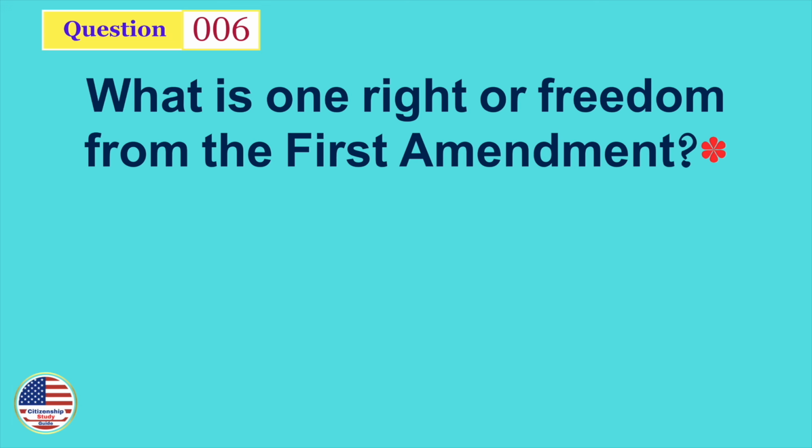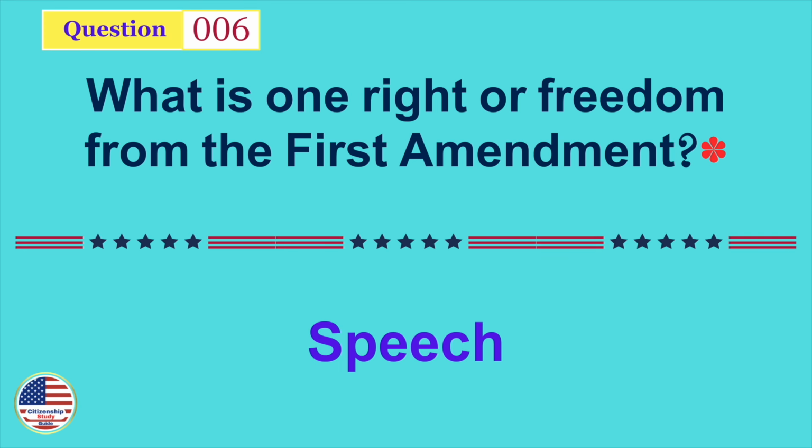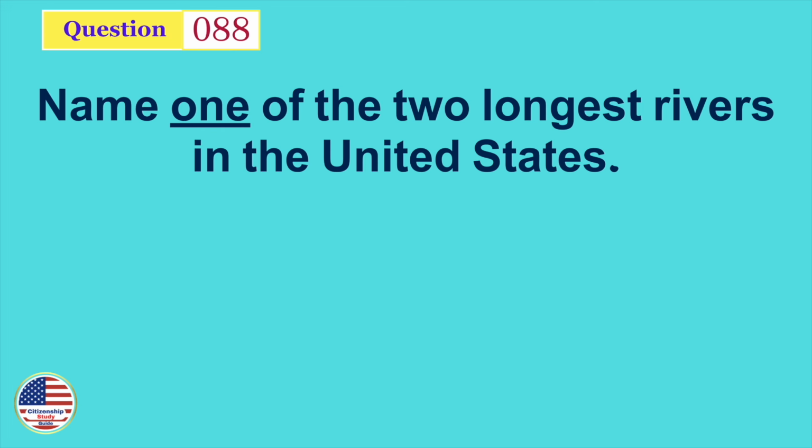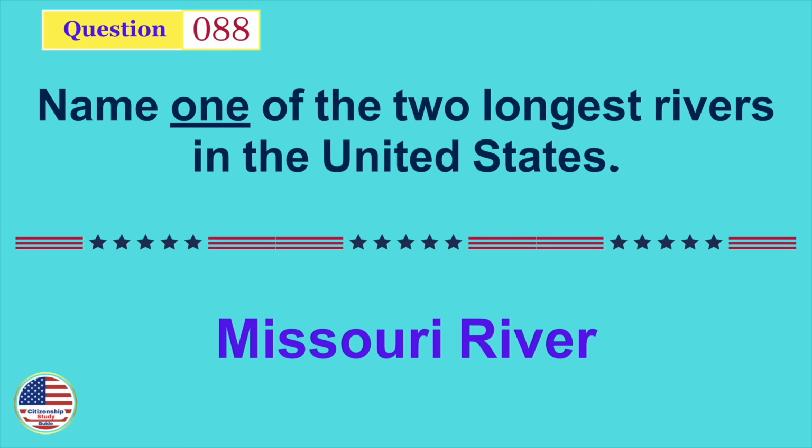What is one right or freedom from the First Amendment? Speech. Name one of the 2 longest rivers in the United States. Missouri River.